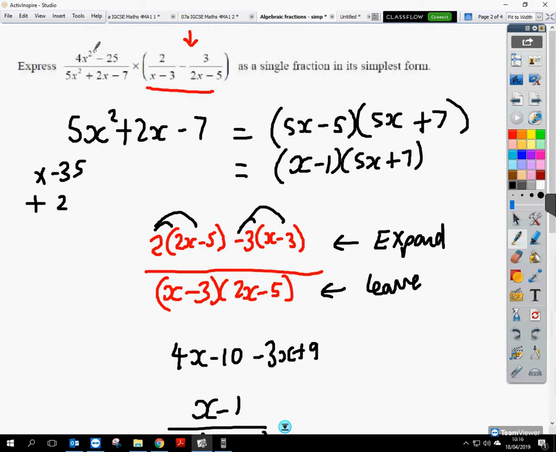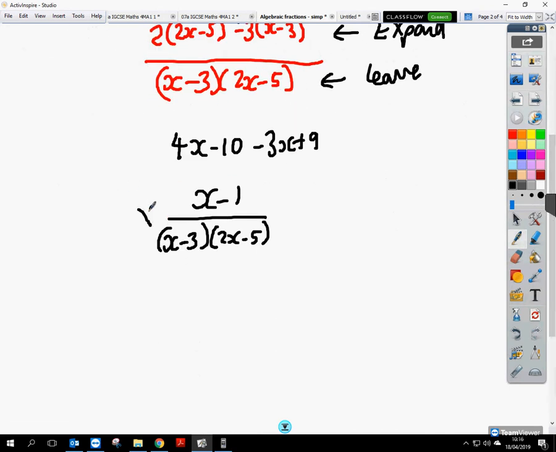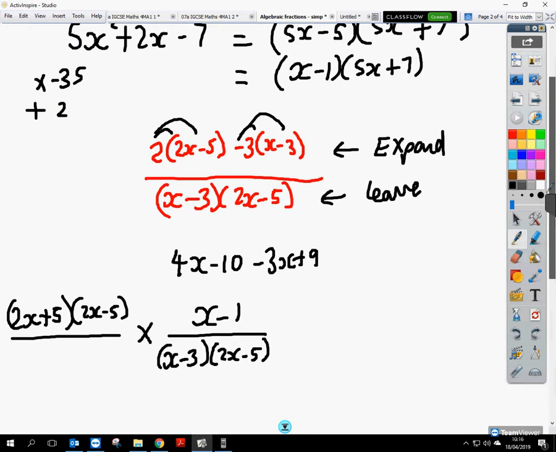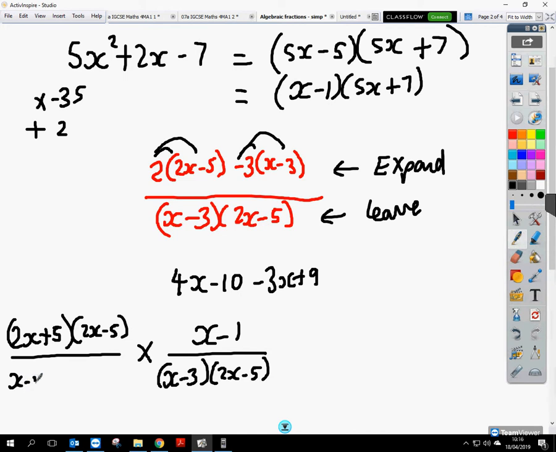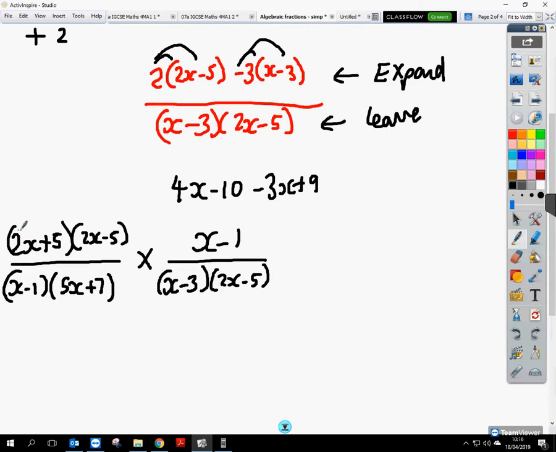So that's great. Now from before, I've still got this fraction here, so times here. 4x squared minus 25. That's the difference of 2 squares, which you can write as 2x plus 5 and 2x minus 5. Earlier on, I factorized the denominator to give x minus 1 and 5x plus 7. And now we have 2 fractions that are times together. So all of these 3 brackets belong to the numerator, and these 4 brackets belong to the denominator. Because they're all times together, I can cancel common factors now.